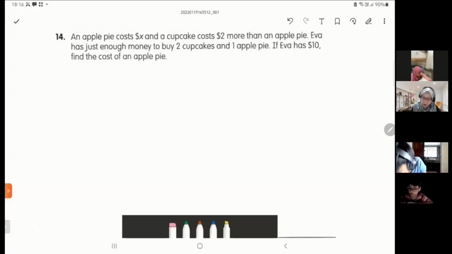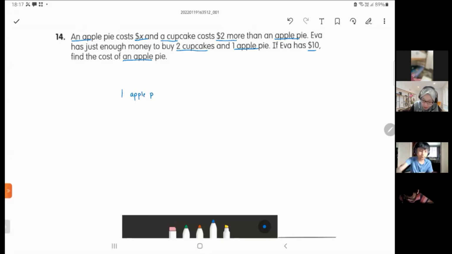Okay, let's go. An apple pie means 1 apple pie costs X dollars, and a cupcake means 1 cupcake costs $2 more than an apple pie. Eva has just enough money to buy 2 cupcakes and 1 apple pie. If Eva has $10, find the cost of 1 apple pie. Okay, so let's compare between 1 apple pie and 1 cupcake first.